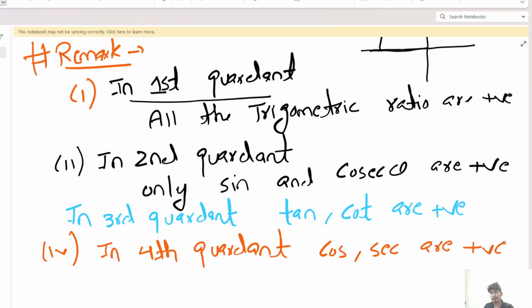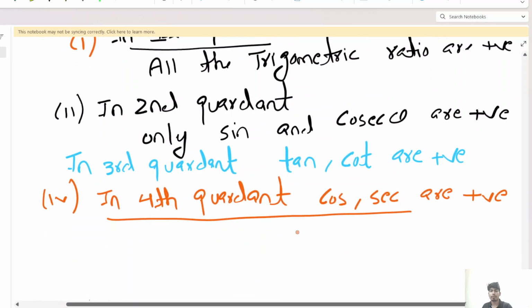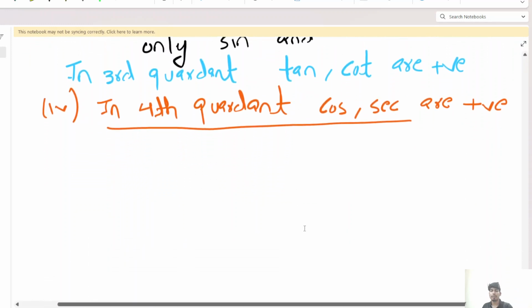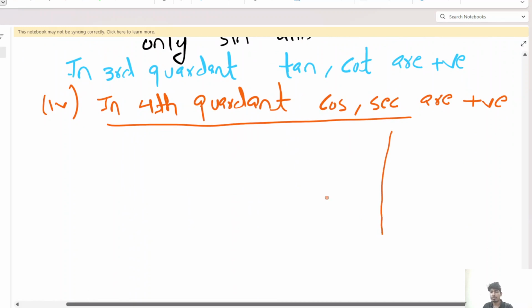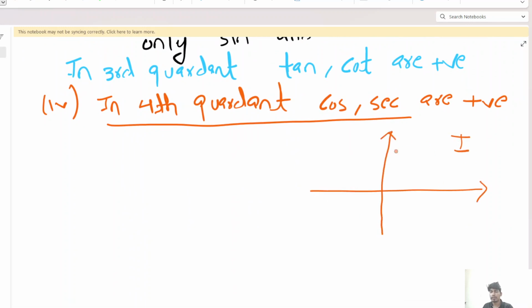Okay, so this is the remark. Let me draw it on a graph so you can easily remember this. Here this is the x-axis and this is the y-axis. This is the first quadrant, this is the second quadrant, this is the third quadrant, and this is the fourth quadrant. Here, in the first quadrant, all trigonometric functions are positive.